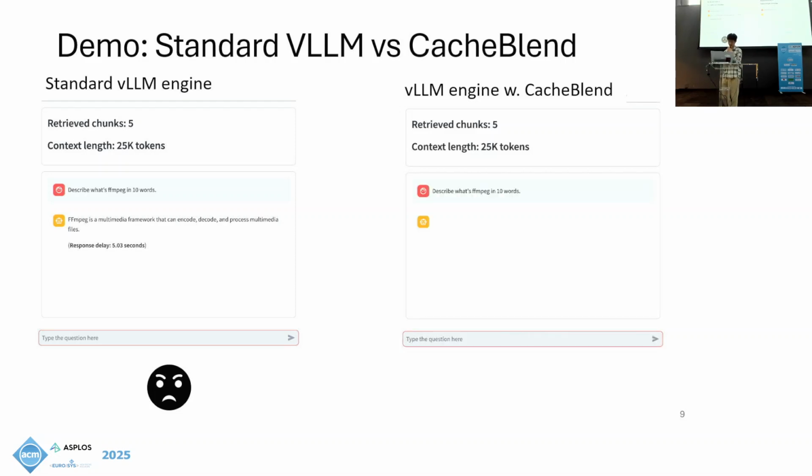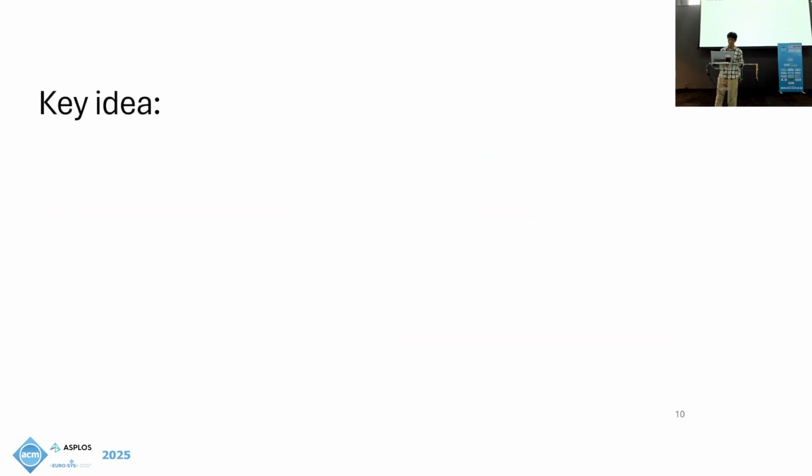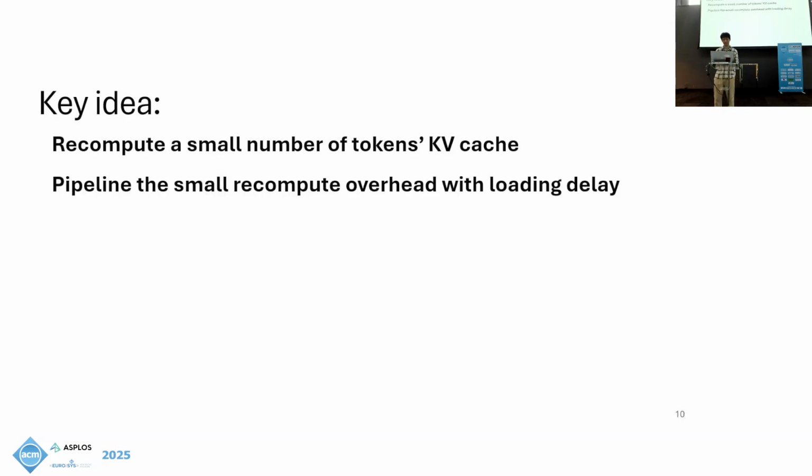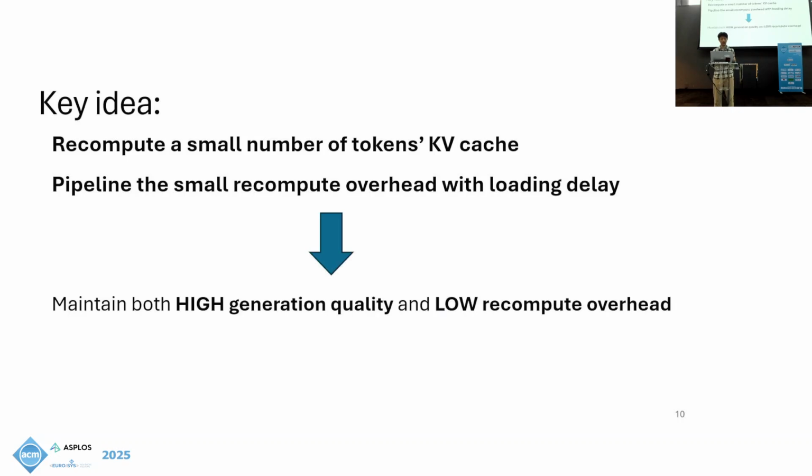It's faster, around 1.5 seconds. So the key idea behind CacheBlend is that we are able to maintain the generation quality by recomputing only a very small number of tokens' KV cache. In addition, that small amount of overhead can be pipelined with the loading delay. So in this way, we can achieve both high generation quality and very low recompute overhead at the same time.